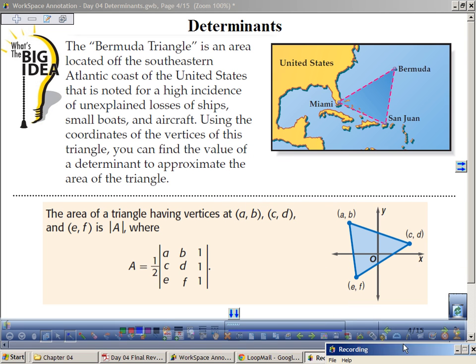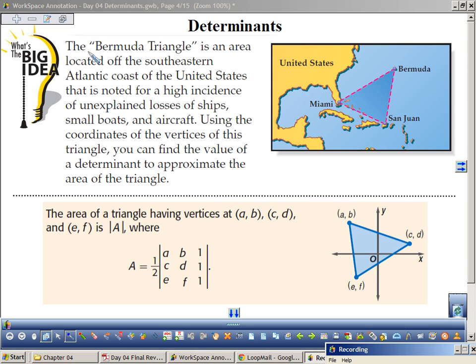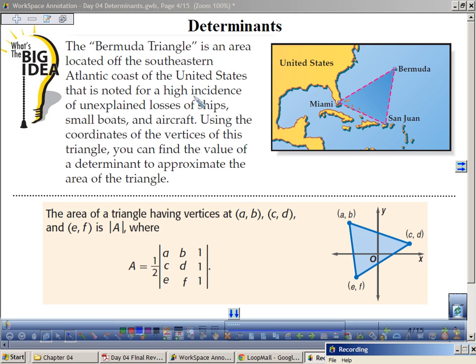Okay, so let's talk determinants. Let's start with our big idea. The Bermuda Triangle is an area located off the southeastern Atlantic coast of the United States that is noted for high incidence of unexplained losses of ships, small boats, and aircraft.